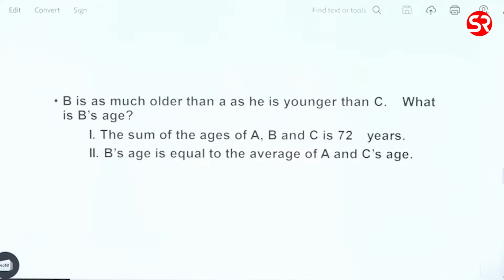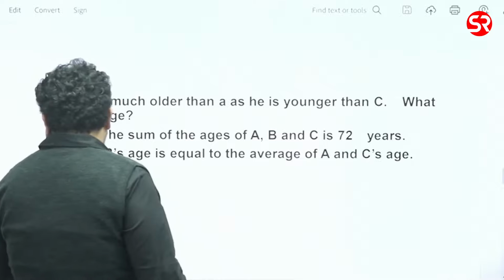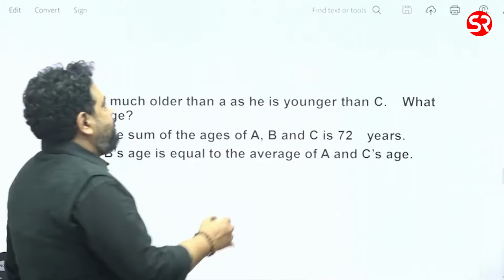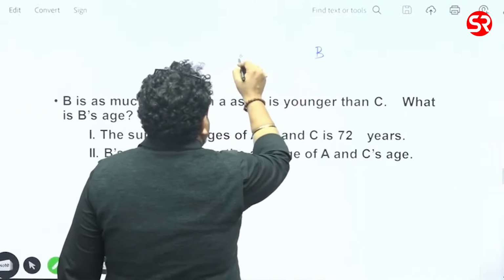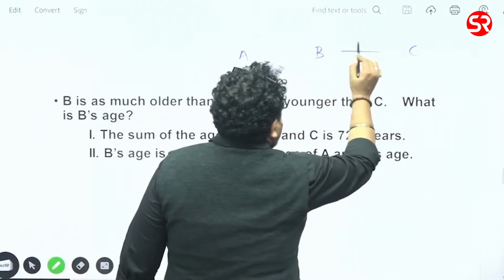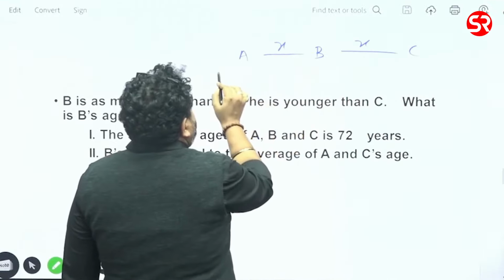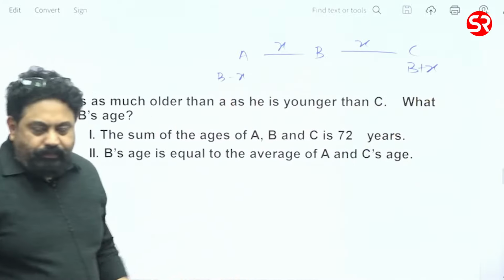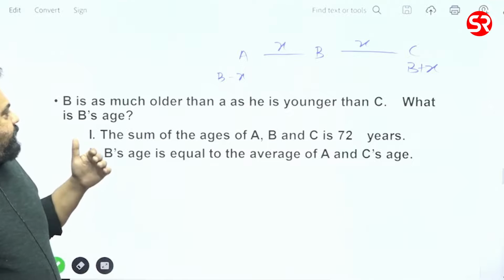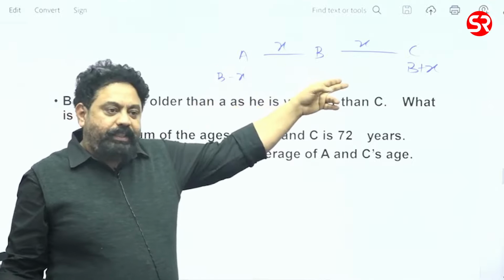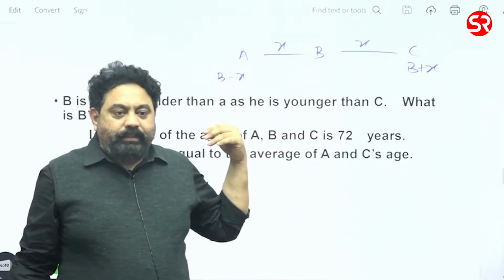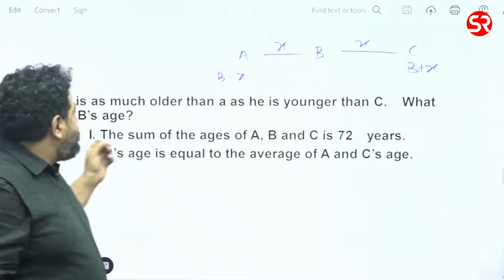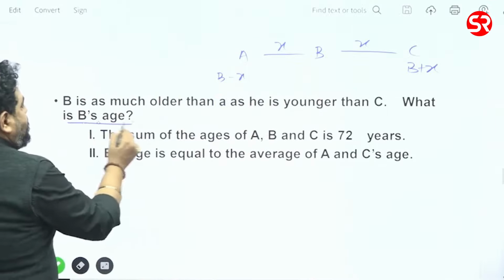He says B is as much older than A as he is younger than C. So the difference is X and X years. This is B minus X, this is B plus X. The age of B is B. So B is X years older than A, and he is X years younger than C, which means A is equal to B minus X, C is equal to B plus X. So what is the question? He says, what is B's age? The question is, what is B's age?